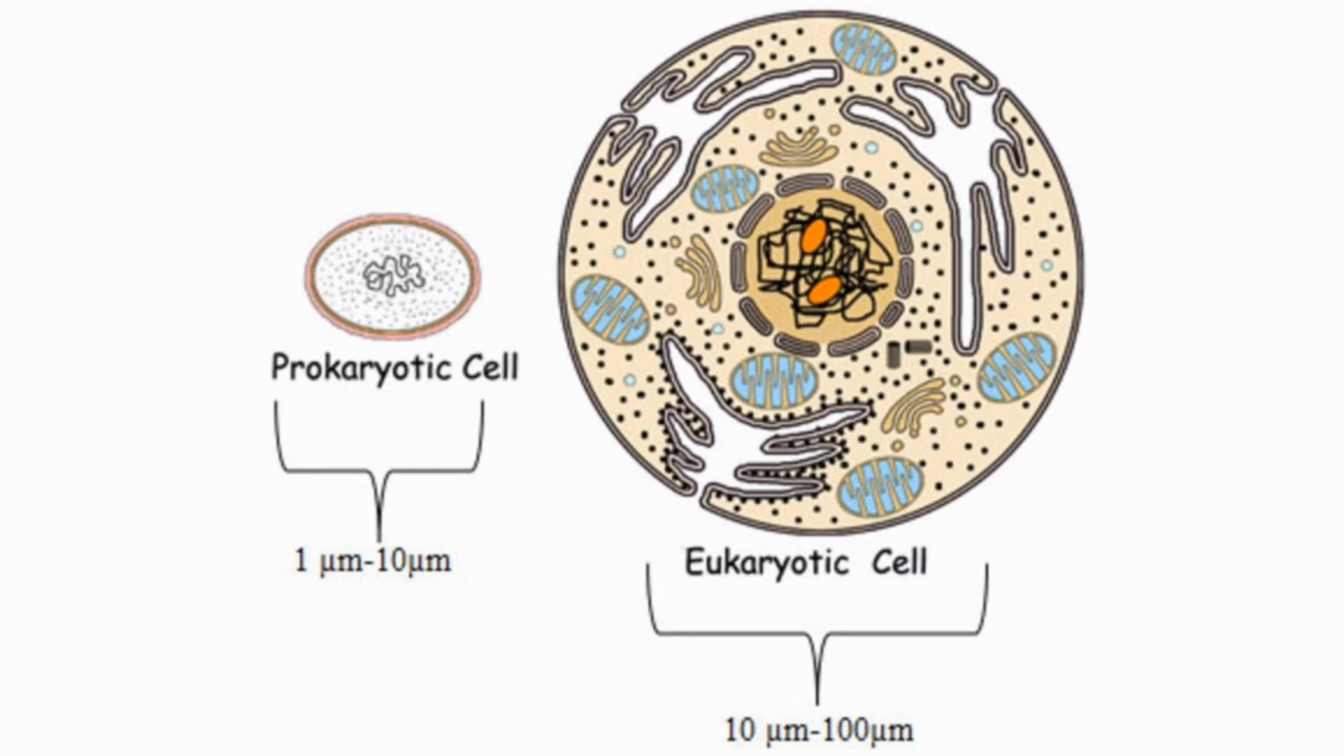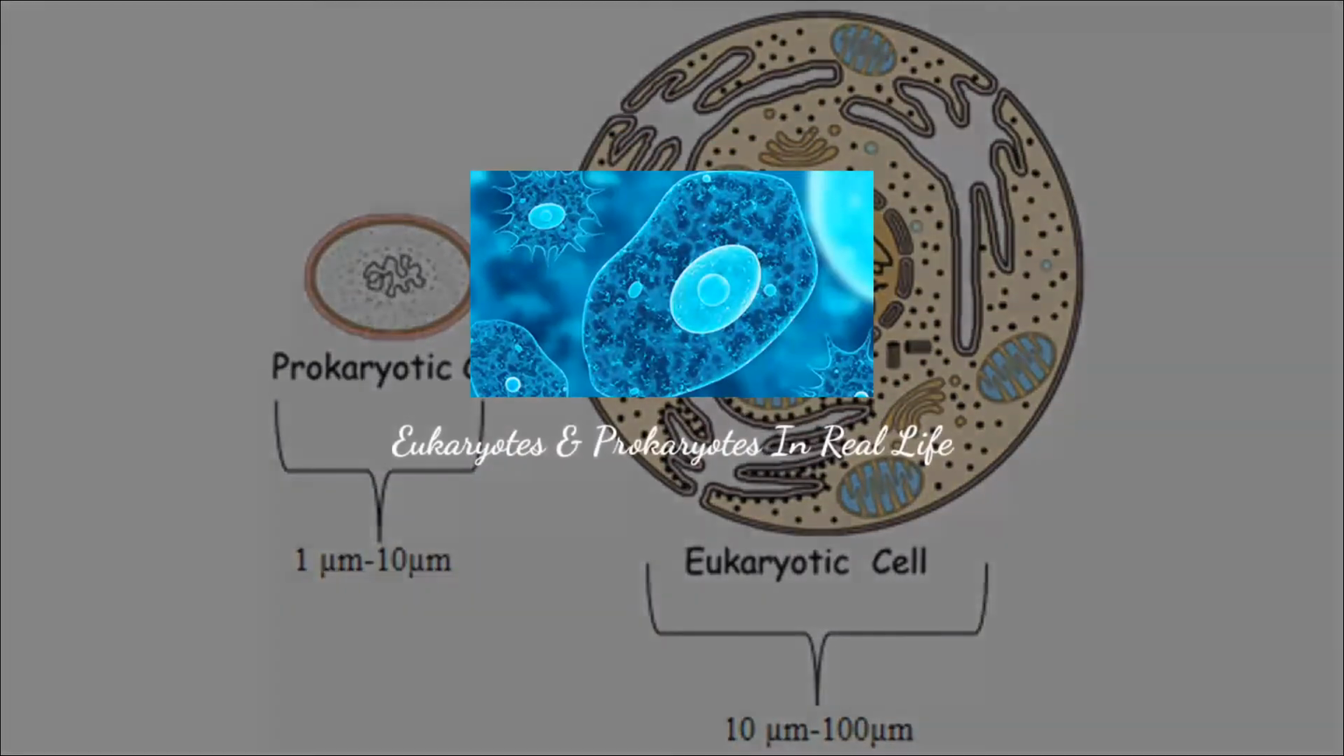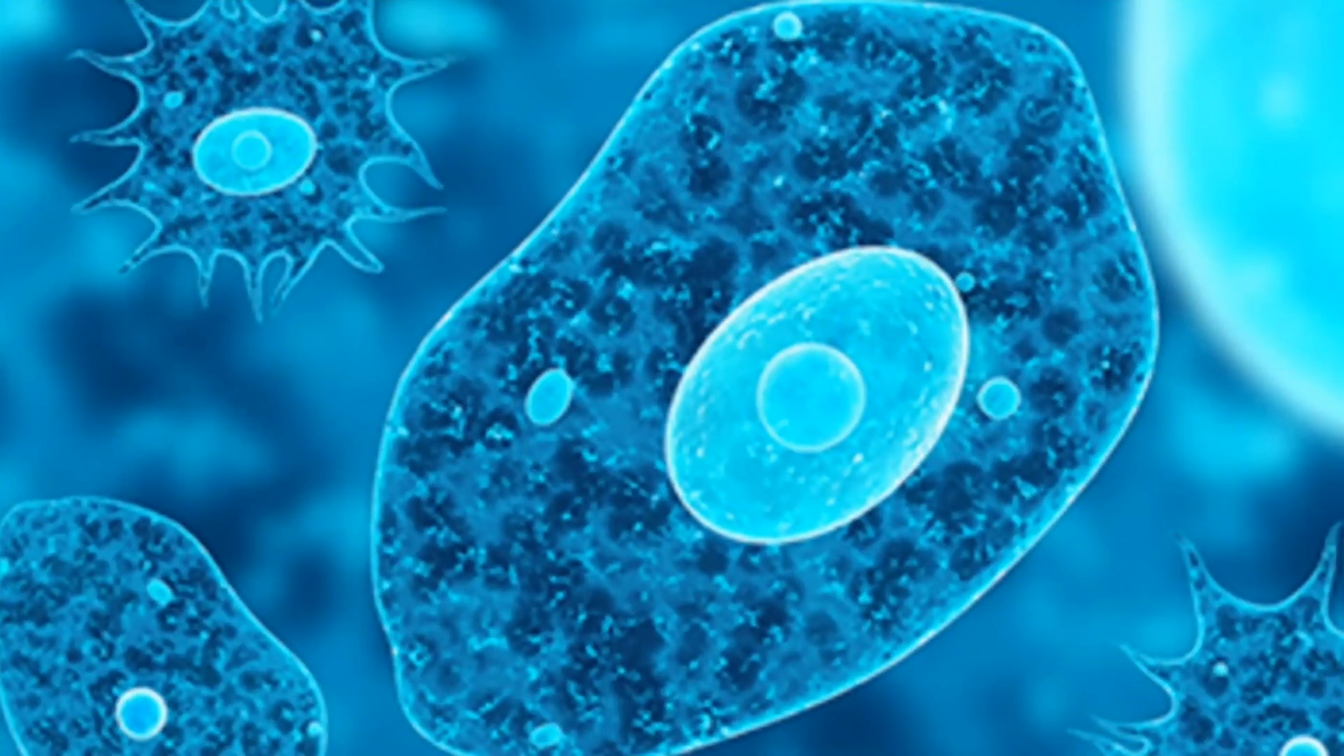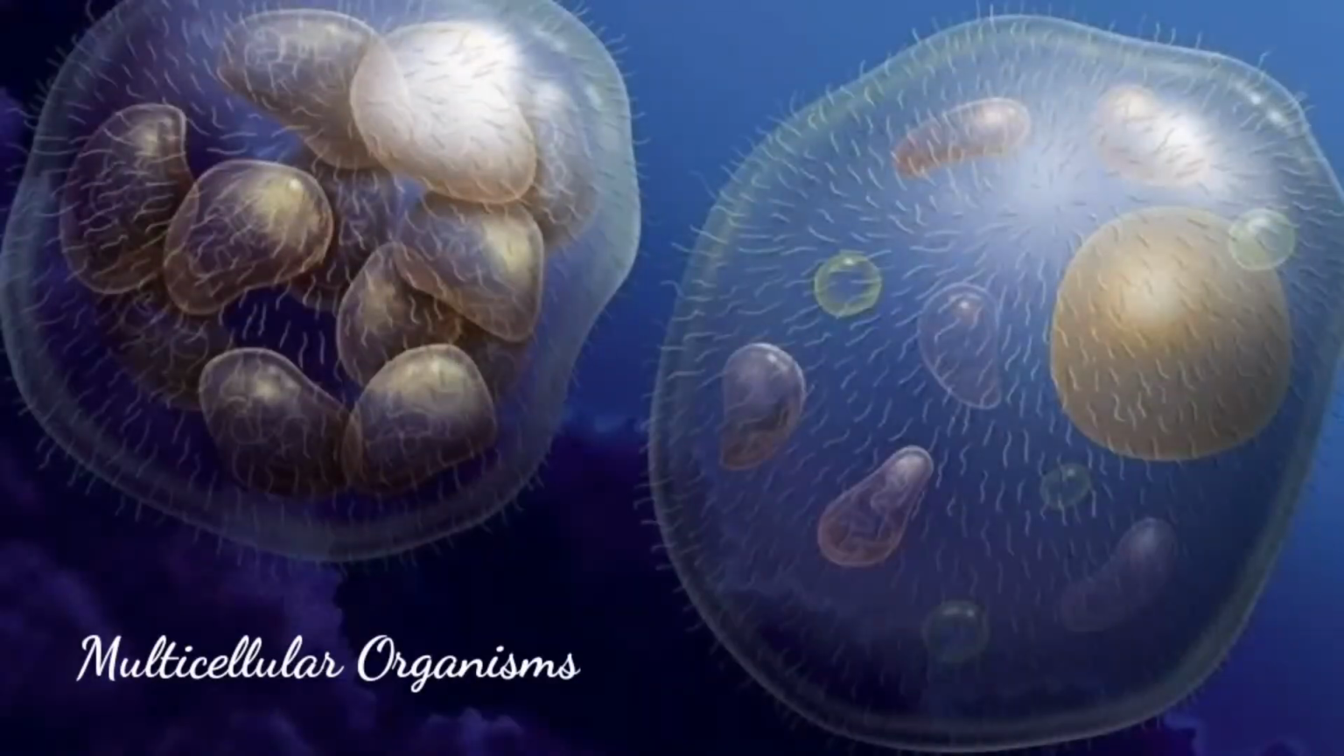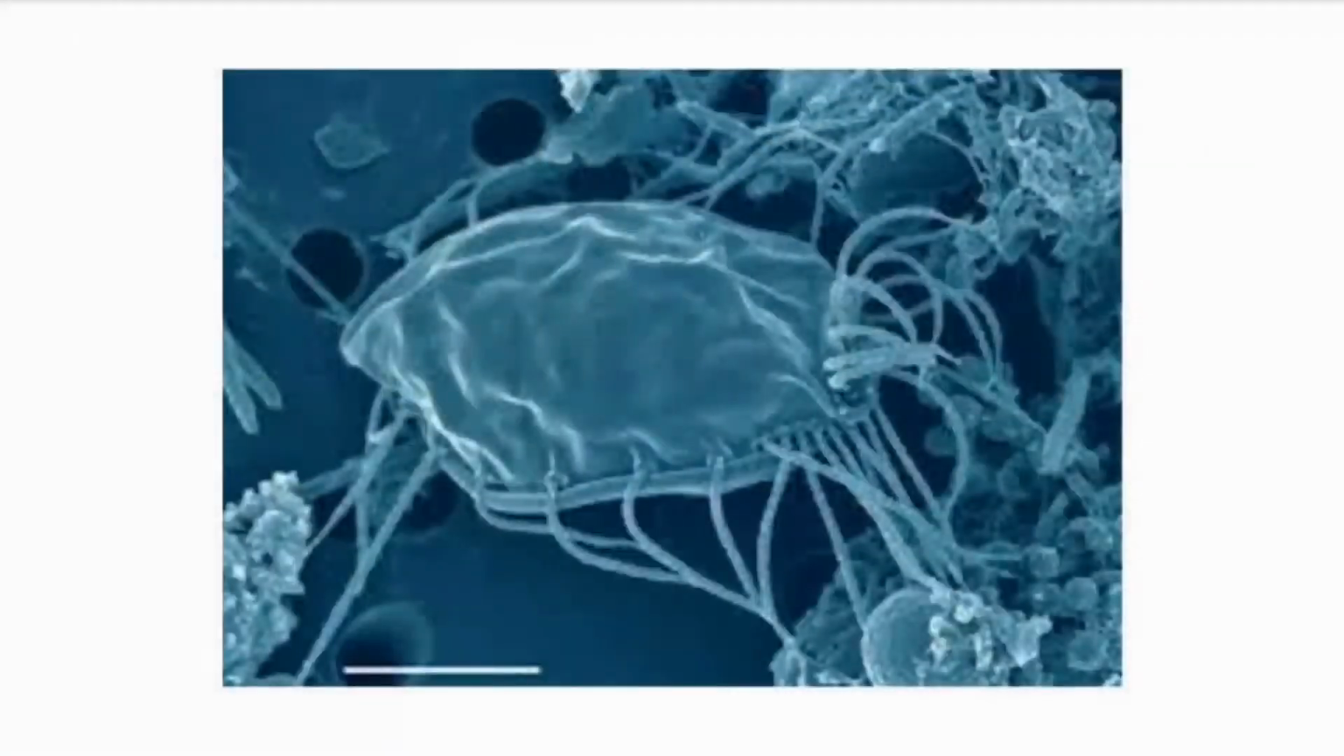So now that we know the four main key distinctions, what are some examples of prokaryotes and eukaryotes in real life? Well, eukaryotes include most of what we interact with on a daily basis. So this includes all multicellular organisms. These can be animals, plants, fungi, and protists. Protists are particularly interesting because they look like they might fall under a type of bacteria, but in fact, they have membrane-bound organelles and are eukaryotic.